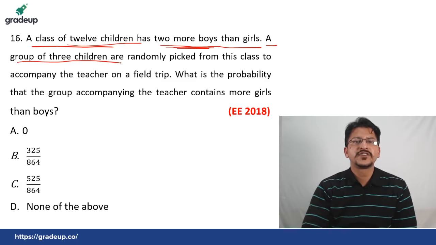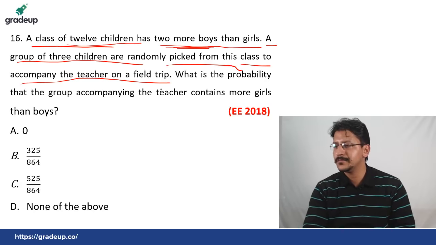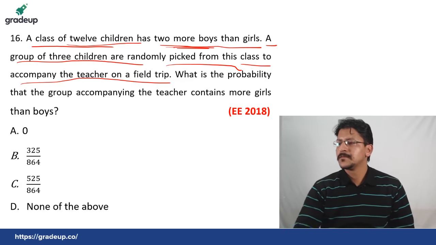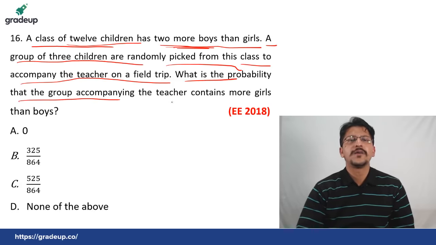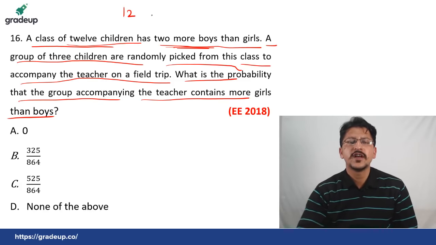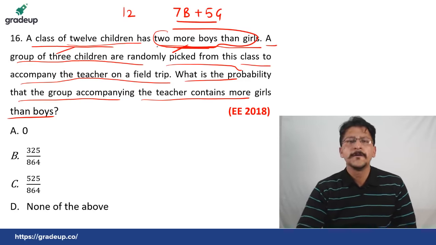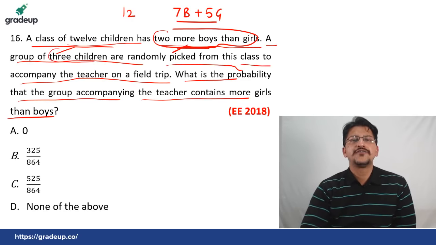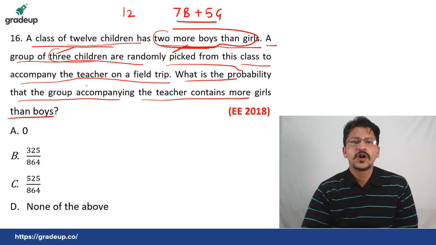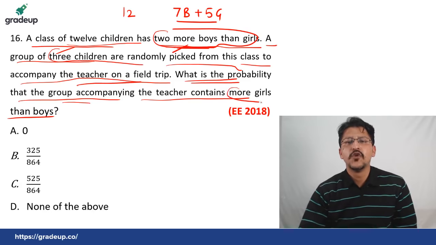A group of 3 children are randomly picked up from this class to accompany the teacher on a field trip. What is the probability that the group accompanying the teacher contains more girls than boys? First of all, there are total 12 children. Out of these, it says that there are 2 more boys than girls. That means there are 7 boys plus 5 girls. So this first condition is satisfied, total 12 is also satisfied. Now, it says 3 children have to be randomly picked from this group to accompany the teacher on a field trip. Then what is the probability that the group contains more girls than boys?